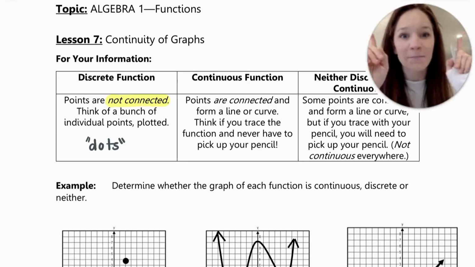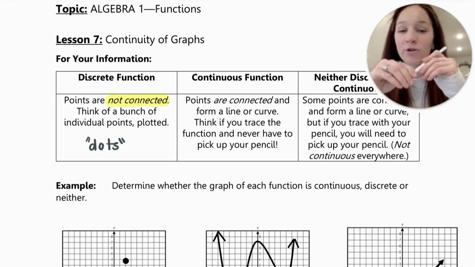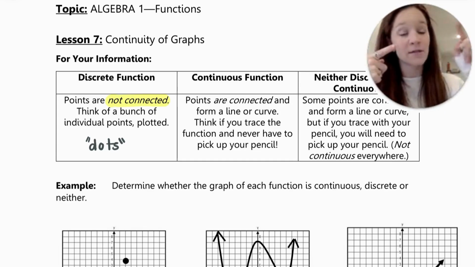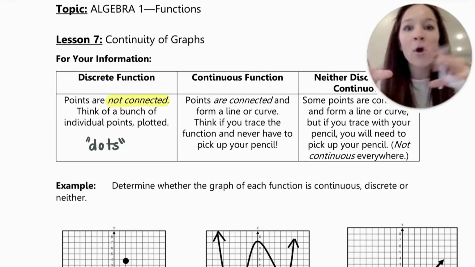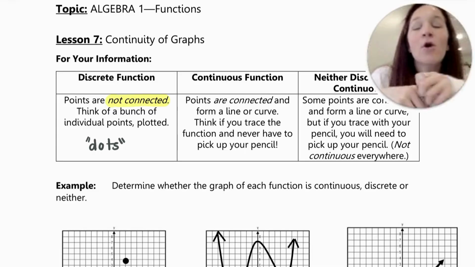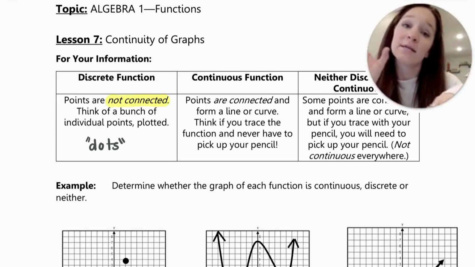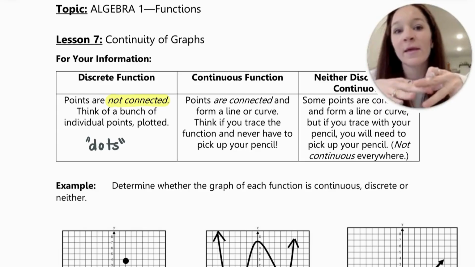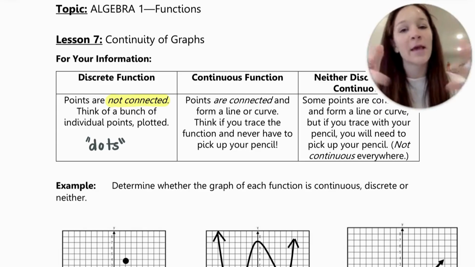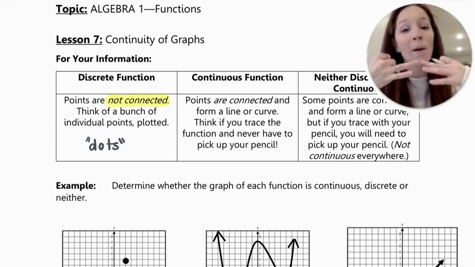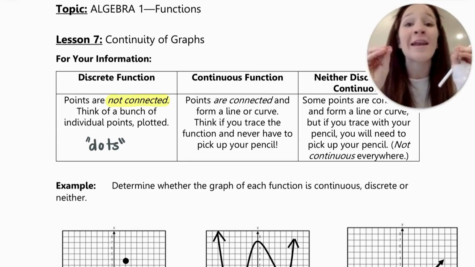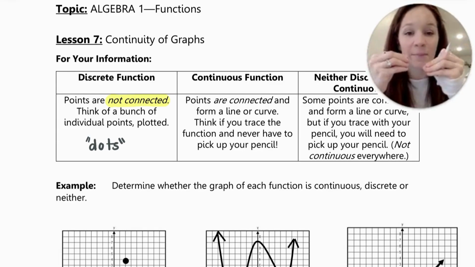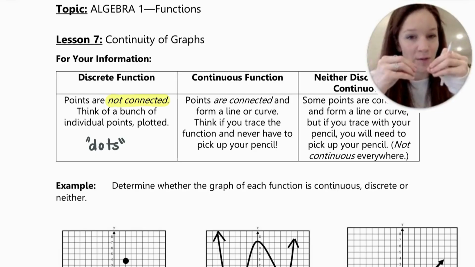Something I noticed my students were getting tripped up on is they were thinking the dots either had to be in a specific pattern, or didn't have to be in a specific pattern. Some kids were thinking, no, that's not discrete because it's in a pattern, or no, that's not discrete because it's not in a pattern. The answer is it doesn't necessarily have to be in a pattern or not. What makes it discrete is that it is a bunch of individual ordered pairs that are not connected. So whether it's in a pattern or not, it is discrete.